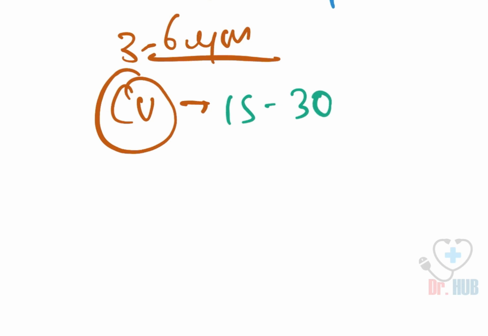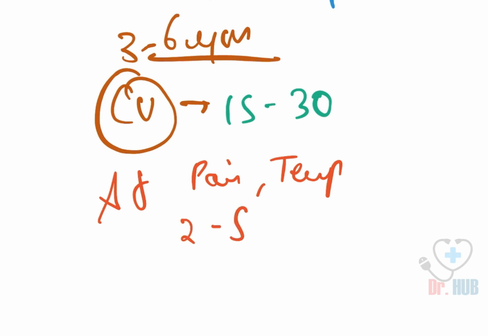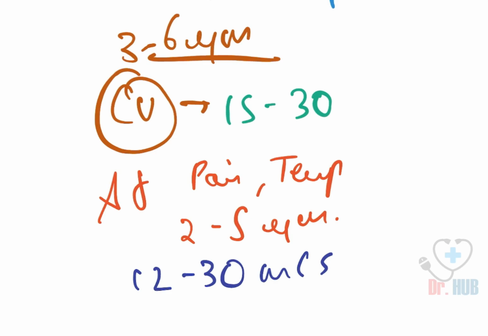And next we move on to the A delta. In case of A delta, it focuses on the pain and temperature function, and the fiber diameter is about 2 to 5 micrometers. And then we also have the conduction velocity, which is about 12 to 30 meters per second.